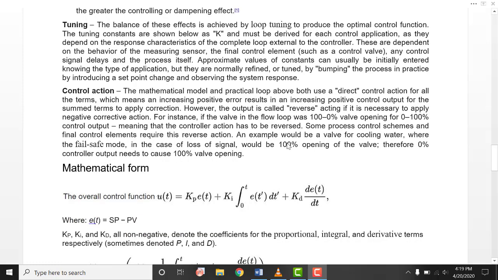And this control action is used where you sometimes need the opposite of that situation. For example, you have to increase the flow rate of the water, but in some cases you also need to decrease the flow rate of that pump. So in that situation you have to change your control action.